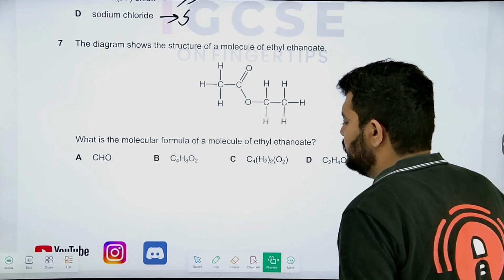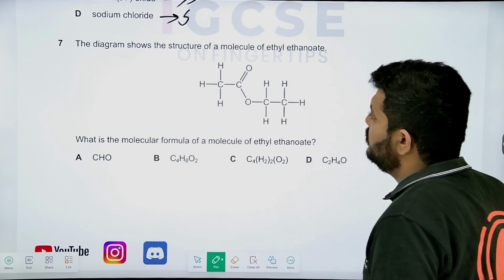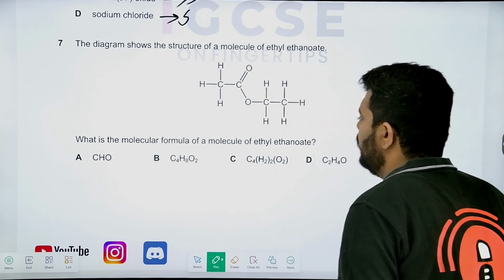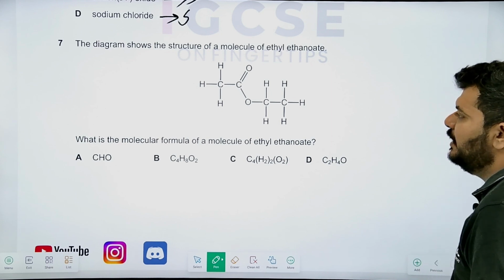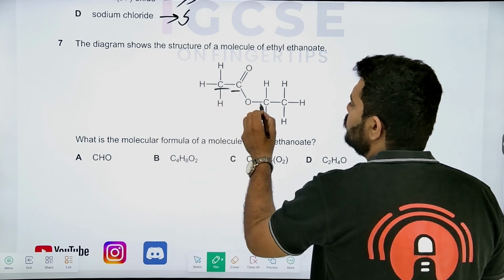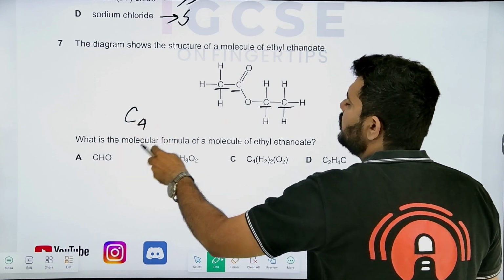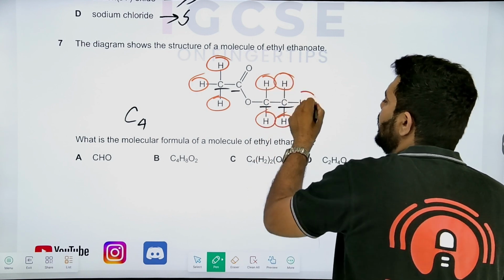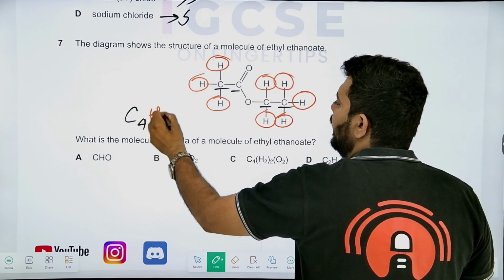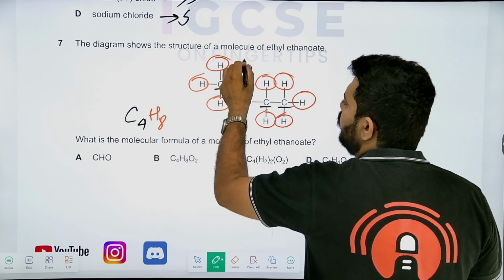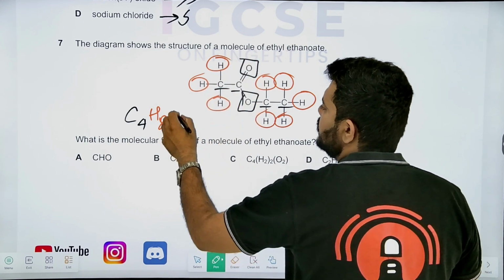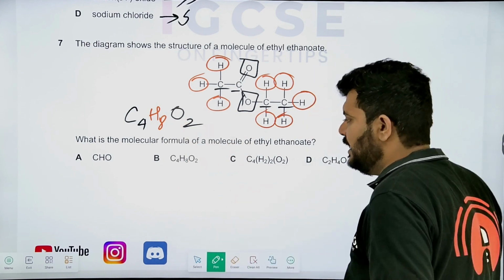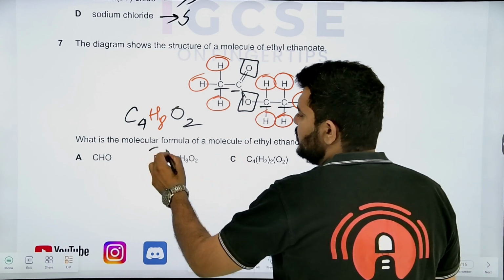Then we have the next question. The diagram shows the structure of a molecule of ethyl ethanoate. What is the molecular formula of a molecule of ethyl ethanoate? So let's have a look. 1, 2, 3 and 4, so I'll write 4 carbons. Then I have 1, 2, 3, 4, 5, 6, 7 and 8 hydrogen. And then there is 1 and 2 oxygen, so I'll write O2. C4H8O2, right? C4H8O2. This is my answer.